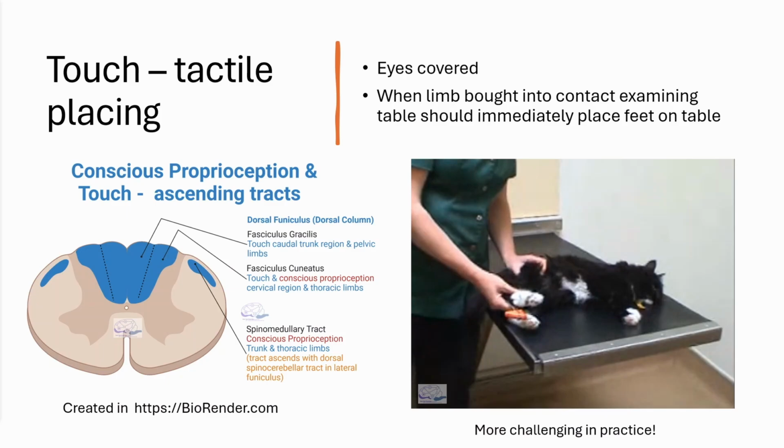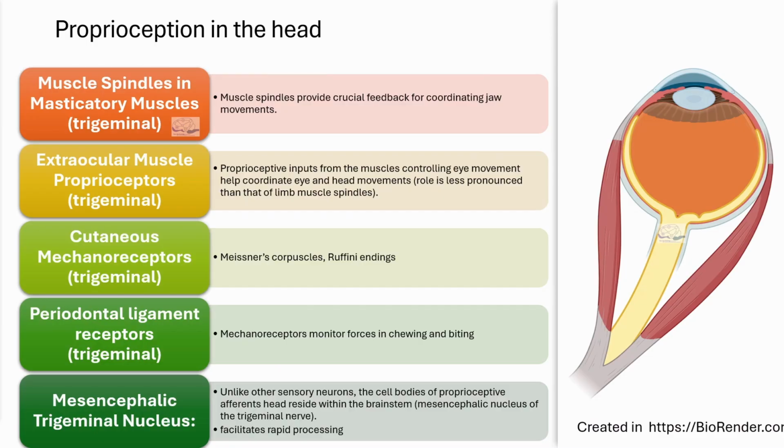So that was proprioception for the body. Most textbooks completely ignore proprioception in the head, but that is very important. And most of that is mediated by the trigeminal nerve. And there are four important receptors to talk about. There is more than this, but these are some of the most important ones.